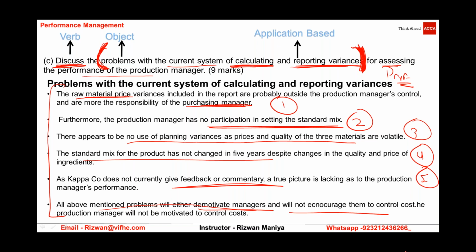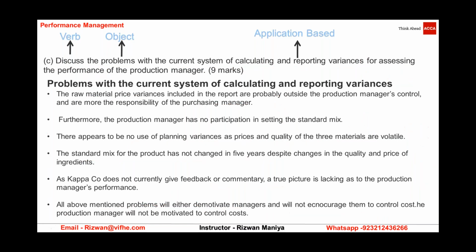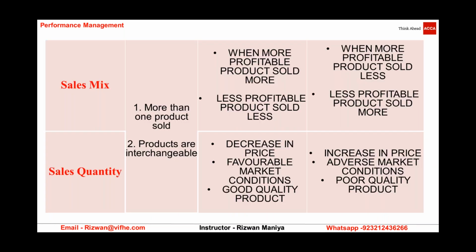So I hope this is clear. And yes, it's time to move towards the next area, and that is sales mix and quantity. Sales volume variance is broken down into sales mix and quantity variances. Listen to the conditions.